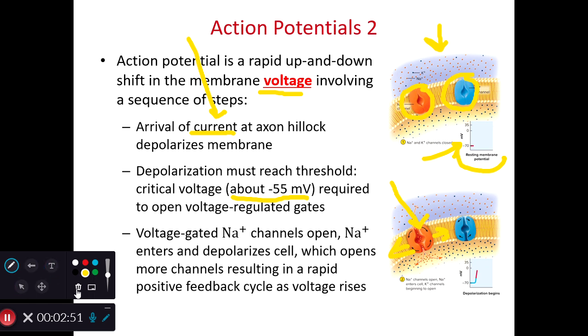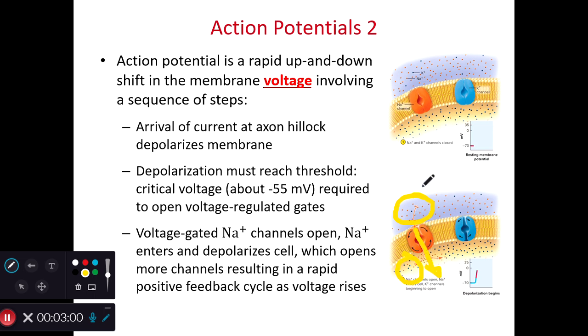And we're going to start to have sodium ions from the extracellular environment rush in to the intracellular environment. And as we have positive ions from the outside rush to the inside, we make the inside of the cell more positive. And look at this little voltage graph over here in the corner. Notice how the red line is going up. We're having an increase in voltage on the inside of the membrane.